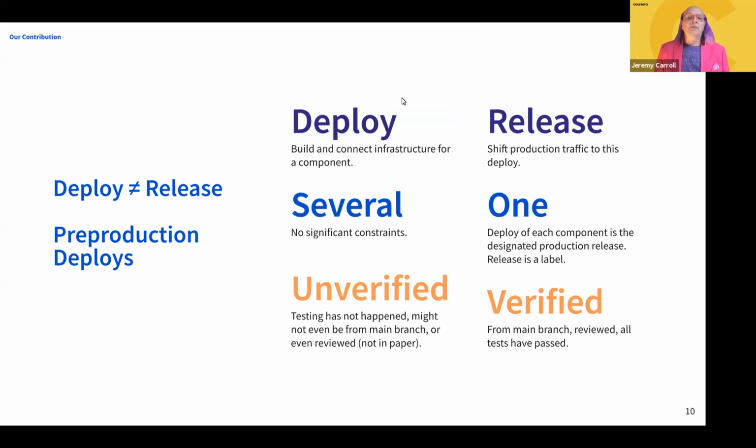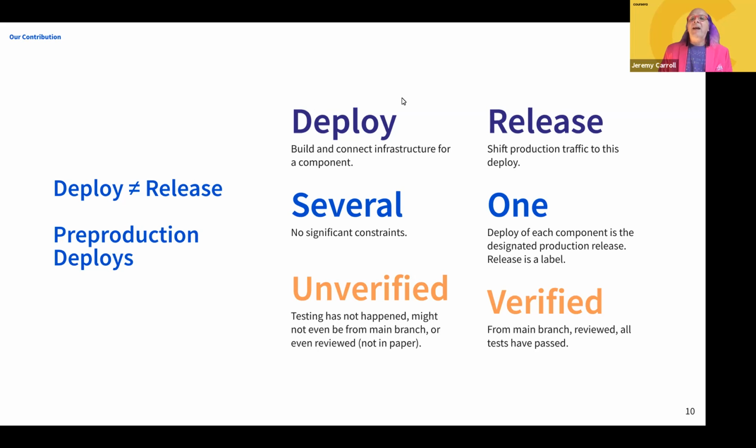The key observation, which is not our contribution, but part of microservice architecture, is that deploy is not the same as release. The step of deploying is where we build and connect infrastructure for a specific component. The step of releasing it is when we start sending production traffic to that component. We can have multiple deploys. We can have deploys that we never intend to send production traffic to. The space of deploys is open for exploration.